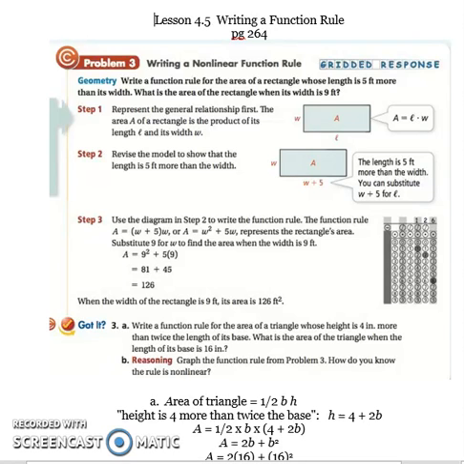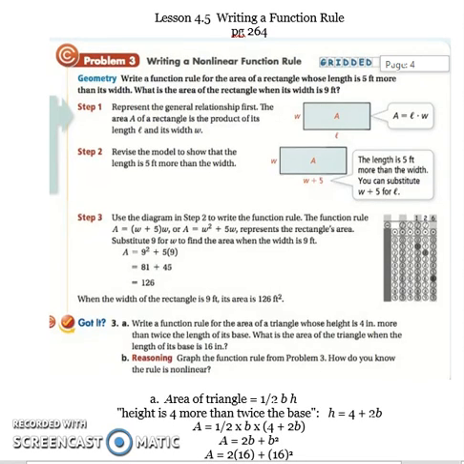Okay, and then for the got it, it says write a function rule for the area of a triangle. So first of all, area of a triangle we need to know is half the base times the height. It says the height is 4 more than twice the base. Remember, the is your equal sign. So that says that H equals 4, more than is plus, twice means times 2, so 2 times the base.